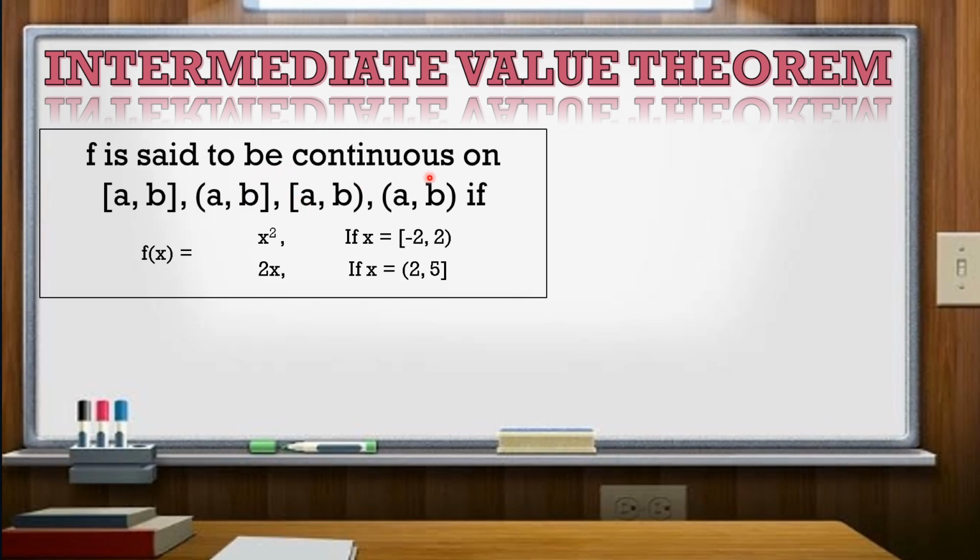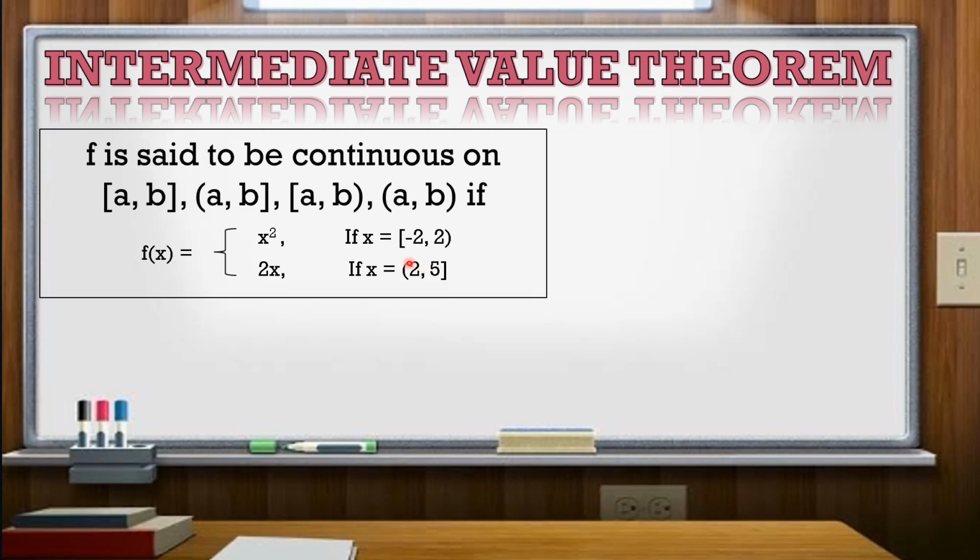So let's say for example, we have the piecewise function x squared with the given interval [negative 2, 2). So negative 2 is part of this interval, while 2 here is not part of the interval. We have also another function 2x. So interval natin is (2, 5]. 2 is not a part of the x's natin here, but 5 is. So paano natin gagamitin yung intermediate value theorem?